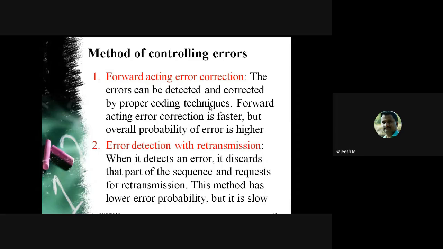And here this method has lower error probability, that is, it is again transmitting. Because of retransmission the error probability is low, but the overall mechanism is slow compared to the other one. That is the difference. The speed of this transmission in forward acting error correction is faster, but error probability is higher. Whereas error detection with retransmission has a lower error probability, but it is slow.